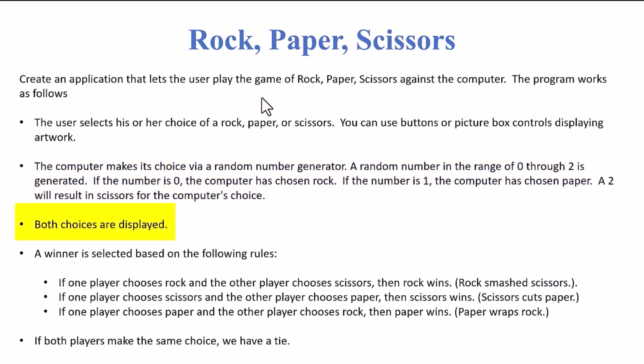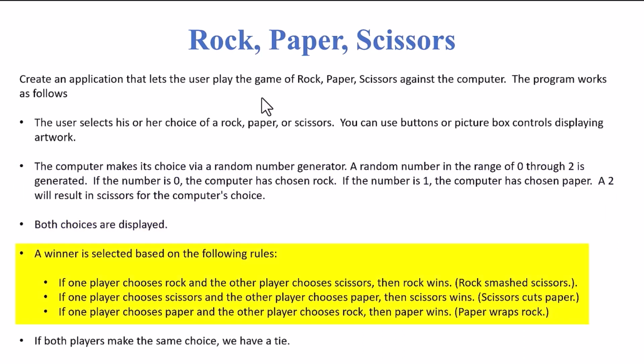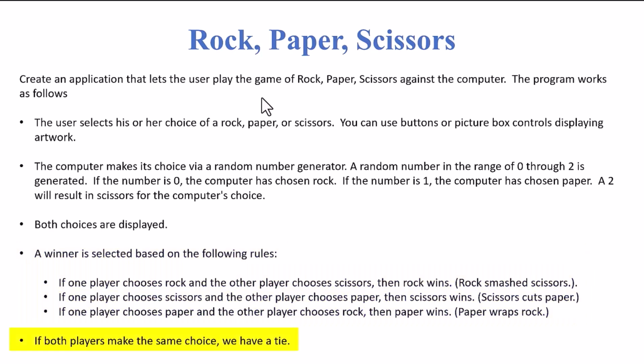And both choices are then displayed, and the winner is selected based on the following rules. If one player chooses rock and the other player chooses scissors, then the rock wins. Rock smashes scissors. If one player chooses scissors and the other player chooses paper, then the scissors wins. Scissors cuts paper. If one player chooses paper and the other player chooses rock, then paper wins. Paper wraps rock. And if both players make the same choice, we have a tie.